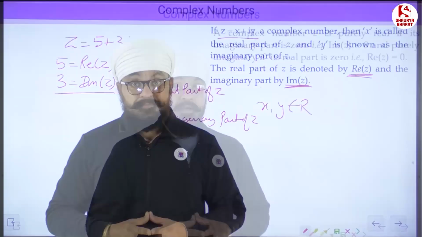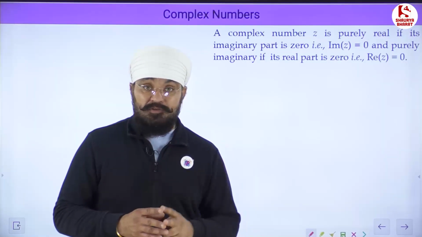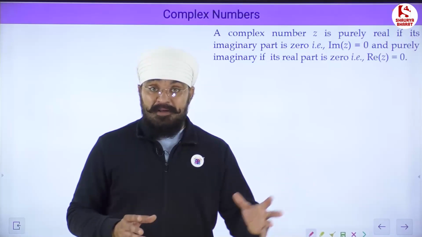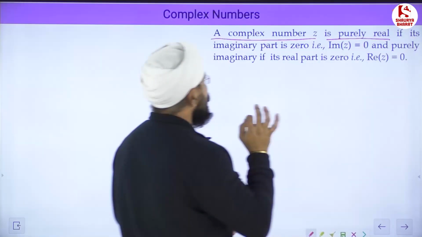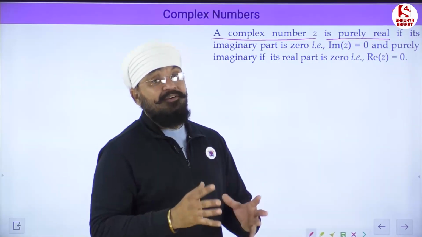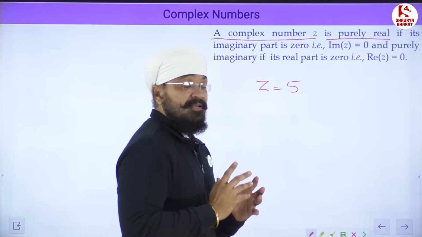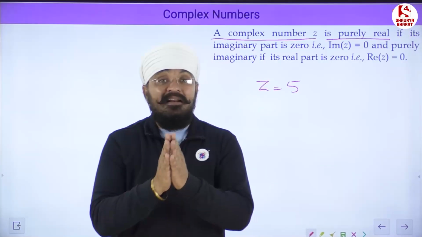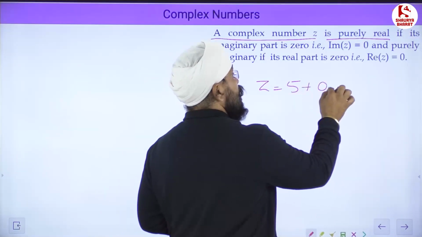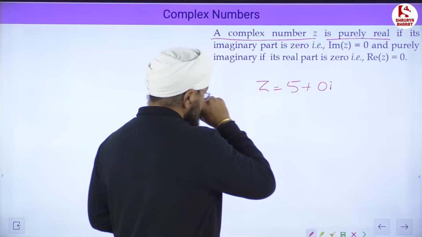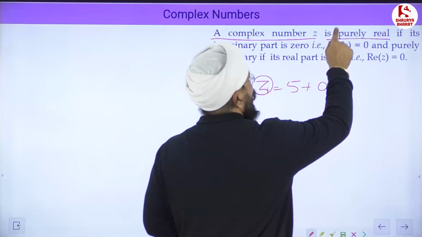Now, for a complex number, there are two terms you will come across in questions: purely real and purely imaginary. When we say a complex number z is purely real, it means the imaginary part is not there, so it has only the real part. Say, for example, z equal to 5. This also hints that every real number can be expressed as a complex number because the imaginary part is 0, so we can write it as 5 plus 0 iota. Whenever such is the case, we say that this z1 is purely real.